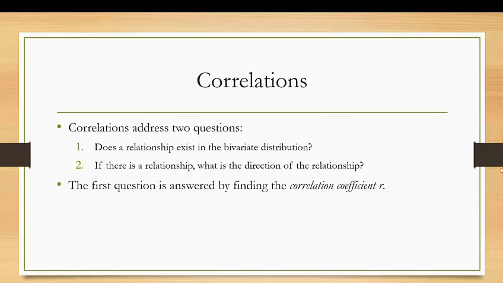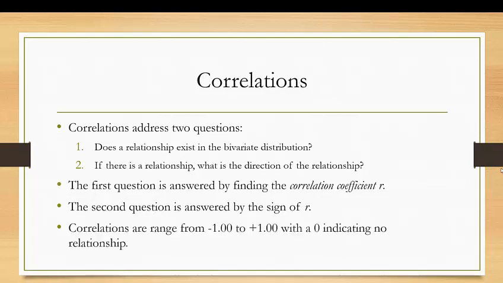So the first question, is there a relationship? We're going to answer by finding what we call the correlation coefficient, or simply R. When you see R, and you have a list of all these symbols we're using for statistics, the R simply stands for correlation coefficient. The second question, what is the direction of this relationship, is answered by the sign of R, whether R is negative or whether R is positive.